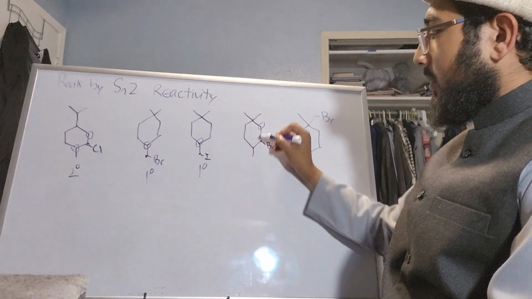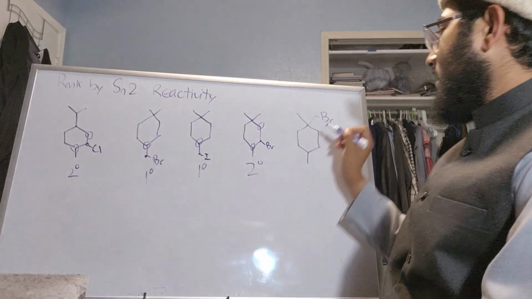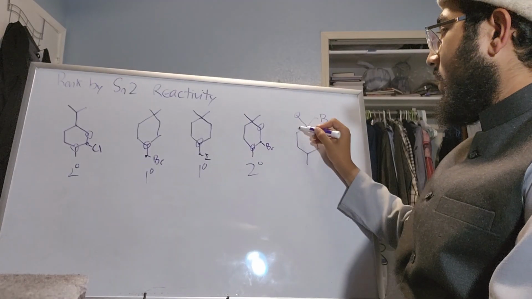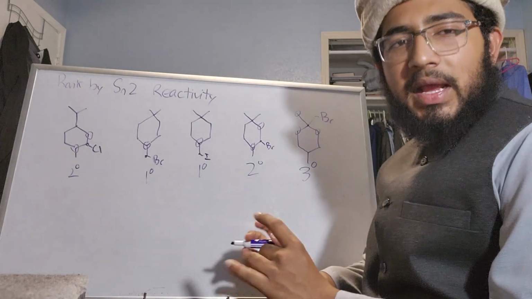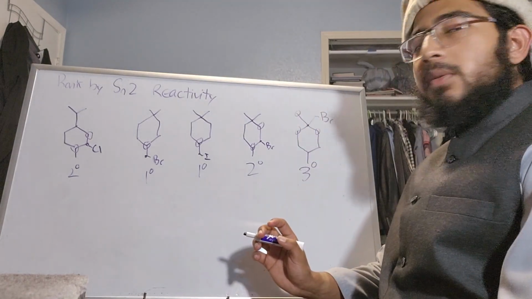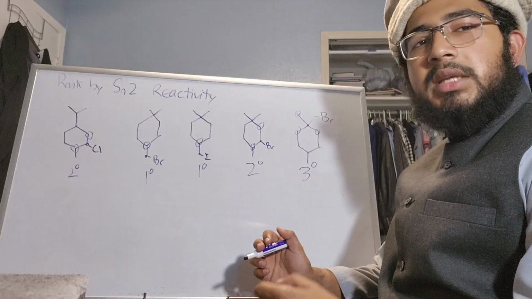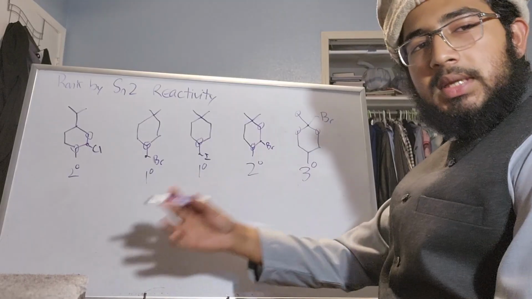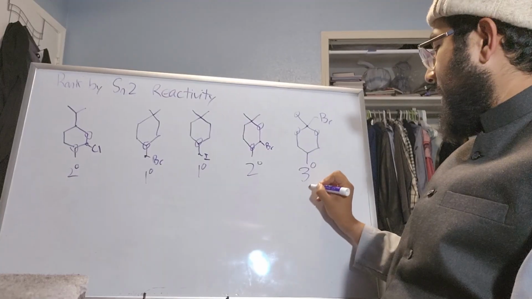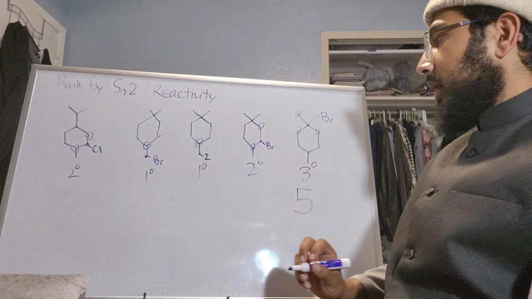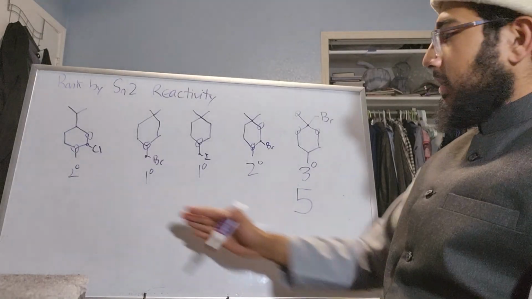And for here, you have second degree. And last one here, we have 1, 2, 3, third degree. Now, for SN2 reactivity, you want it to be the least sterically hindered as possible. And the one with the most steric hindrance, in fact, is the third degree, which would put this one in last place.